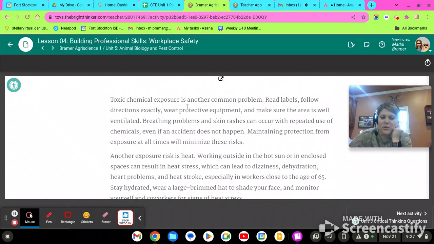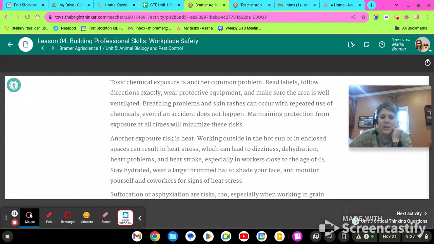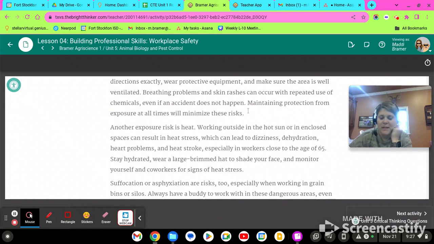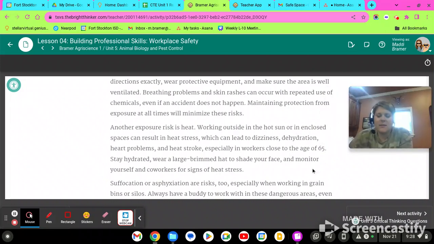So toxic chemical exposure is another common problem. So just read labels. Make sure you're in a well-ventilated area if you're having to work with chemicals. Maybe let's not do it in a closed shop. So just make sure you're keeping track of that.